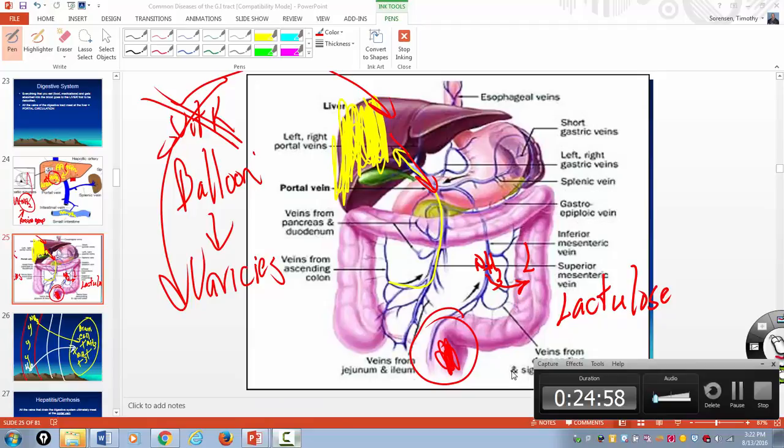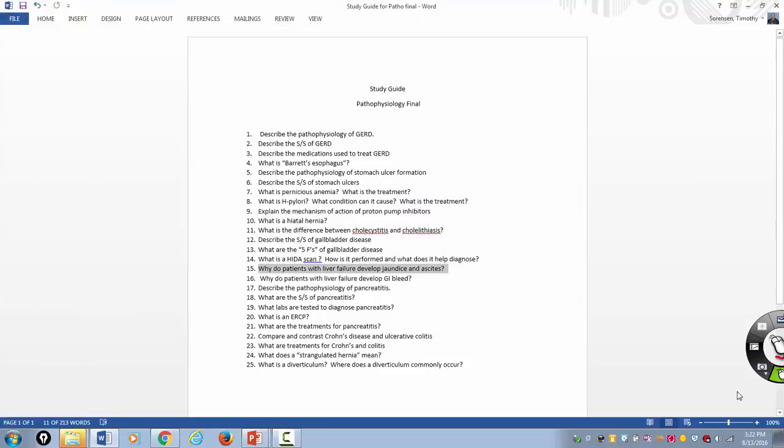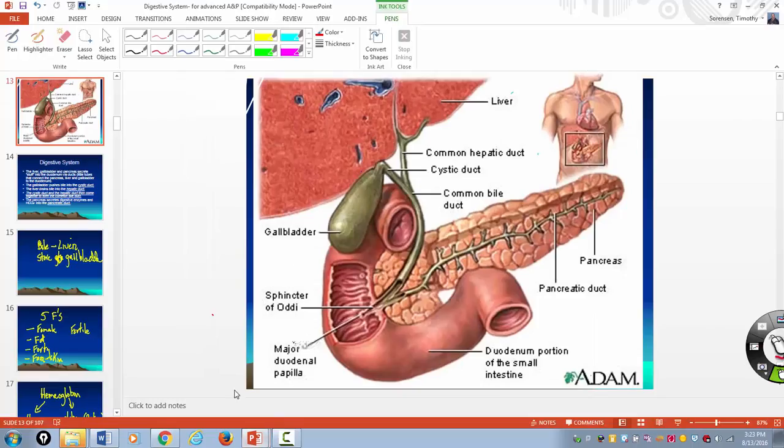So that kind of helps explain a little bit about some of the big problems that people with liver problems have. So let's look at the questions here. Why do patients with liver failure develop jaundice and ascites? Well, ascites, I covered that like week number 1, so you can review that. And why do patients with liver failure develop GI bleed? I explained that. So now what I'm going to do is go over the pathophysiology of pancreatitis.